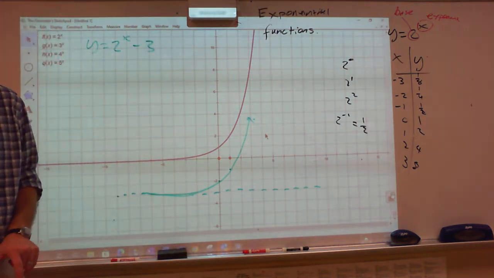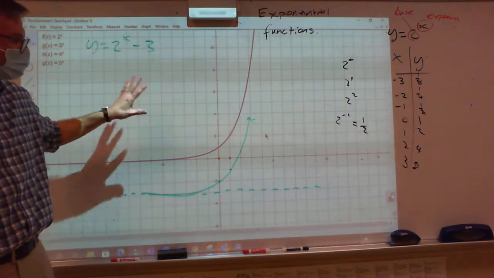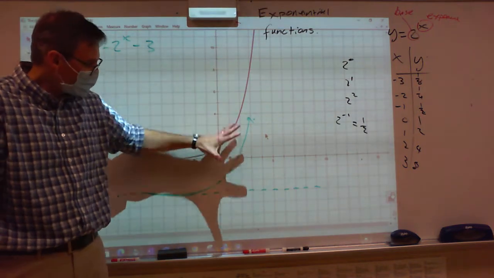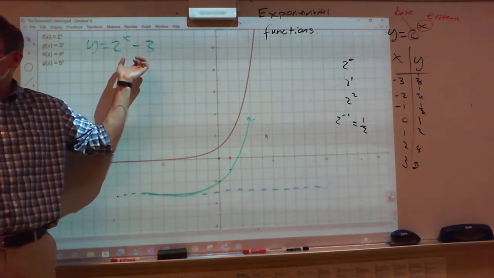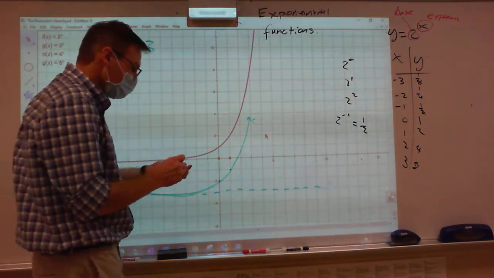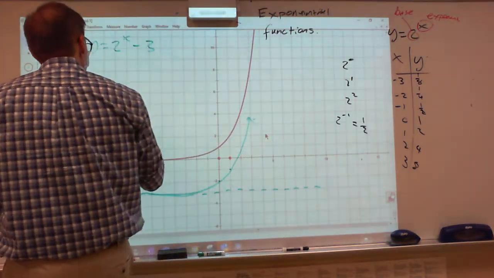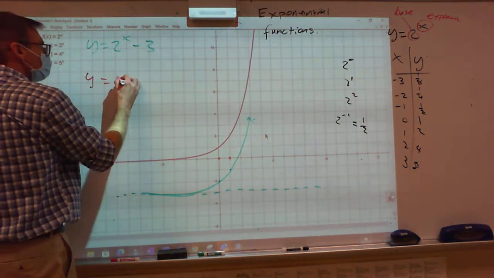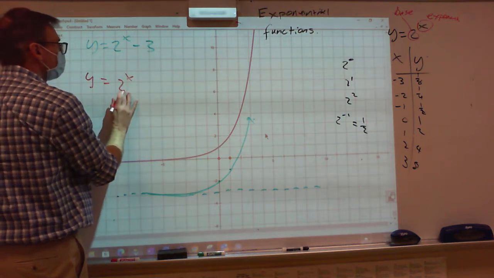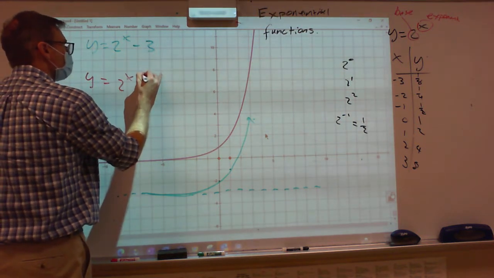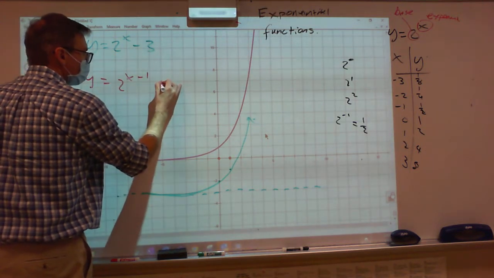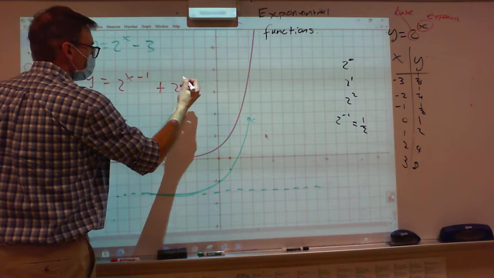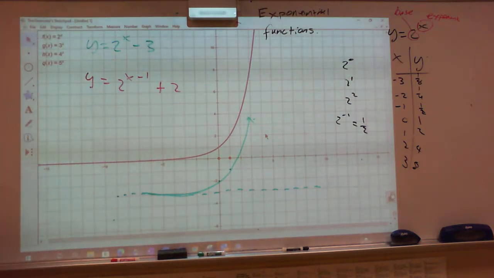Okay. But right now, I'm all about how do you graph this? Are we okay with what the minus 3 does? All right. Well, what if I gave you y equals 2 to the x minus 1 plus 2? See what this graph looks like.